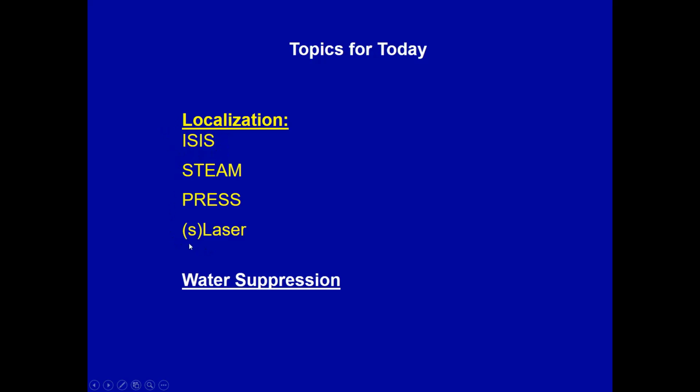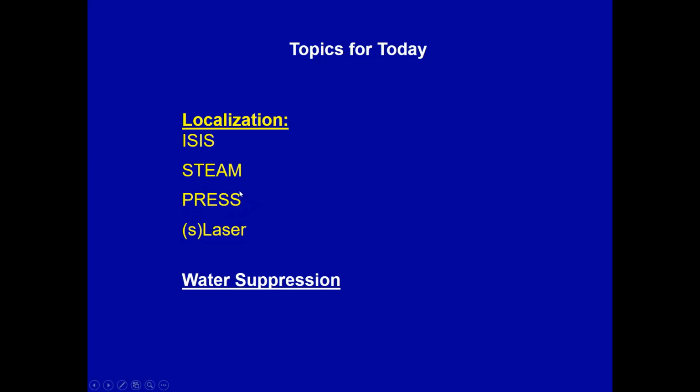Steam, press, and semi-laser give you one-shot localization. Steam can get you to very short echo times with very sharp volume selection, but you lose half of your signal amplitude.